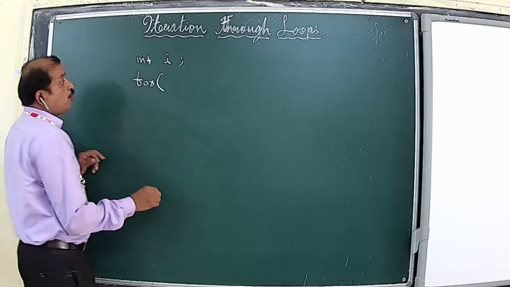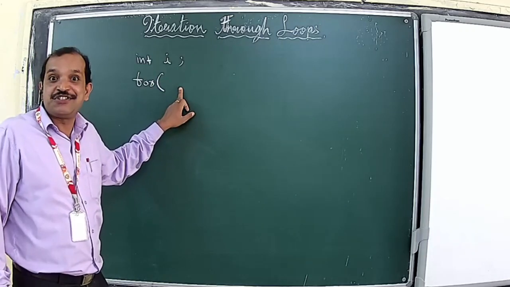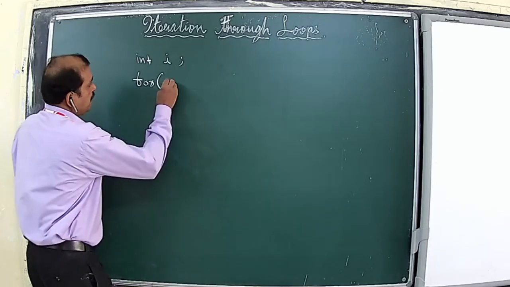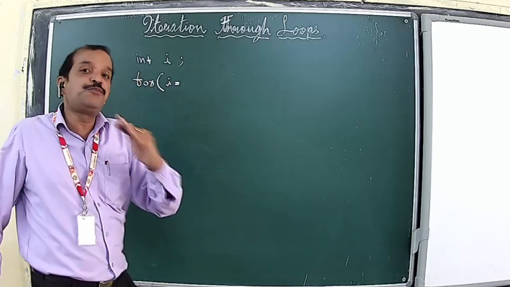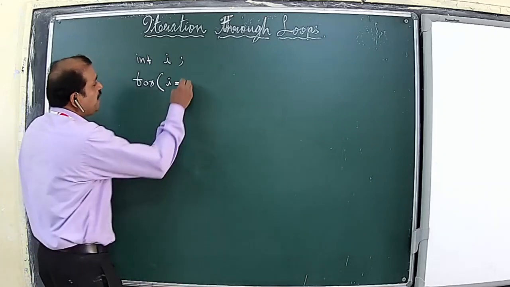First of all, as we have seen, expression 1 is an initialization expression, and it is used for initializing the loop control variable. We are going to initialize this loop control variable, and our task is to print from 1 to 5. So definitely we will initialize this loop control variable with 1.